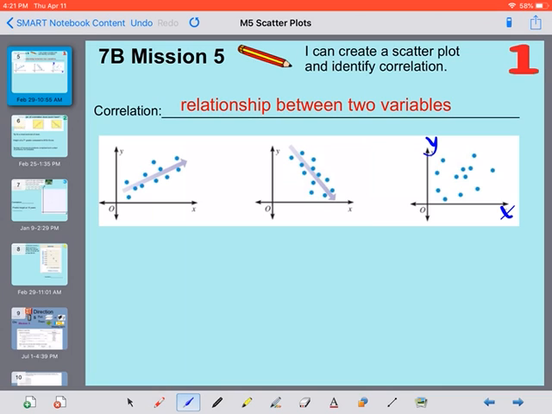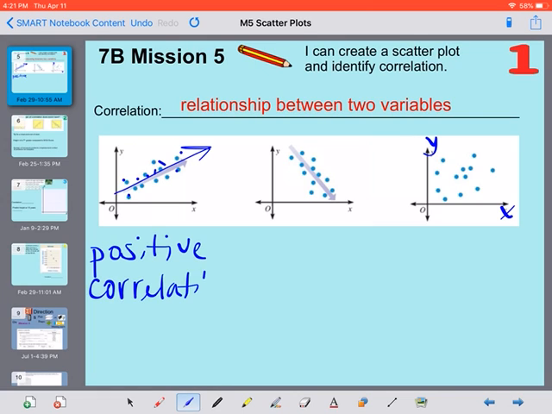And if they follow a general pattern, like these points are all pretty close to going in this direction, we call that a positive correlation. The reason we call that a positive correlation is because it's like a positive slope. If we were to walk across this line, we'd be going uphill. They increase. Both numbers are increasing.